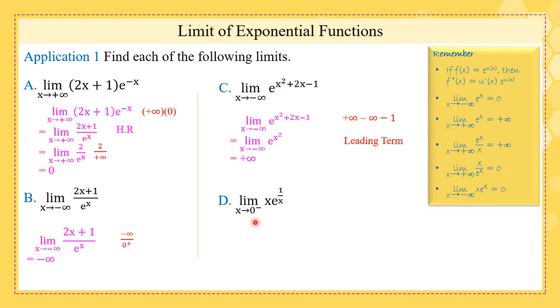Now this limit as x tends to 0 minus, try also to do it alone. Well, if we substitute, 1 over 0 minus tends to minus infinity, and e to minus infinity tends to 0. So this quantity tends to 0, and this is also 0, so the final answer is 0.